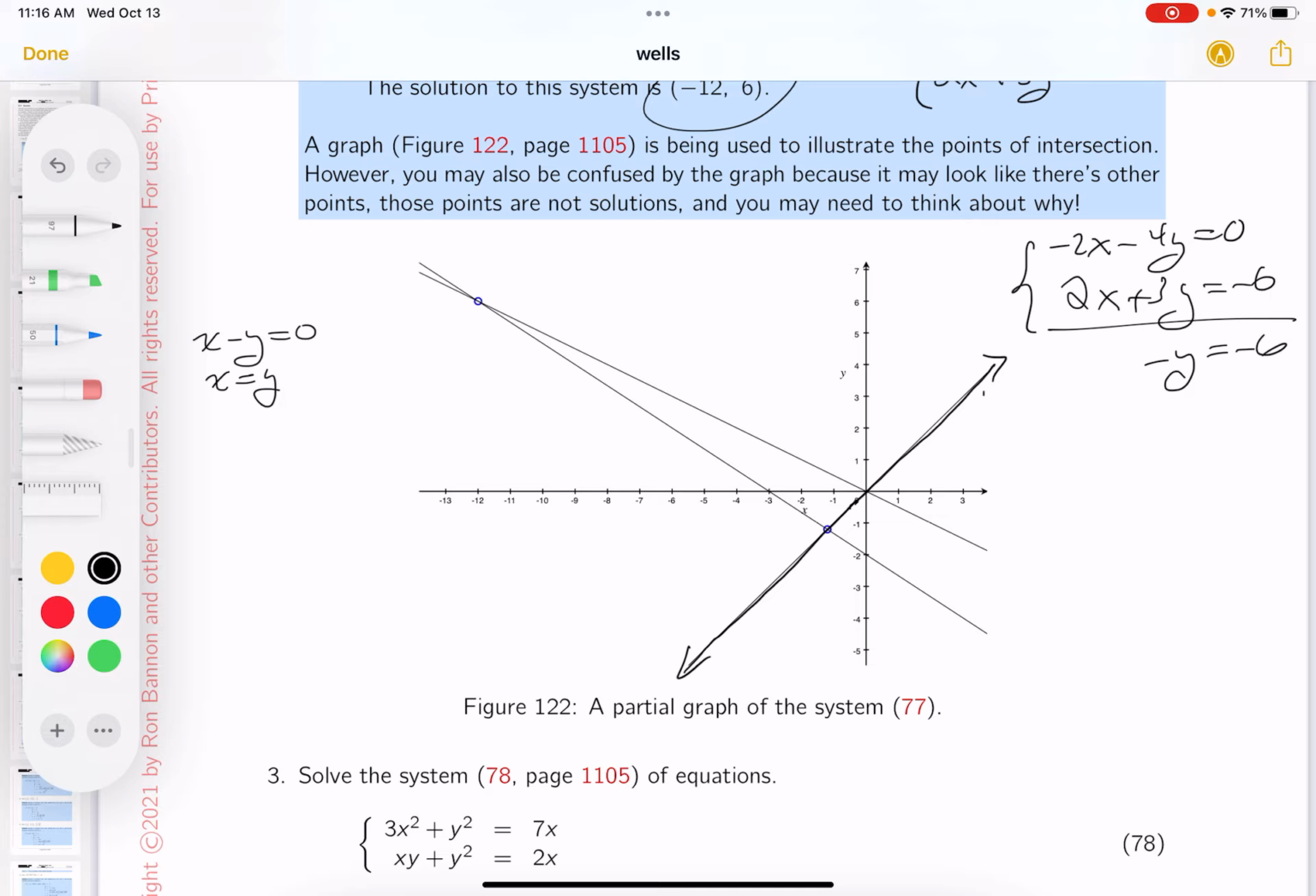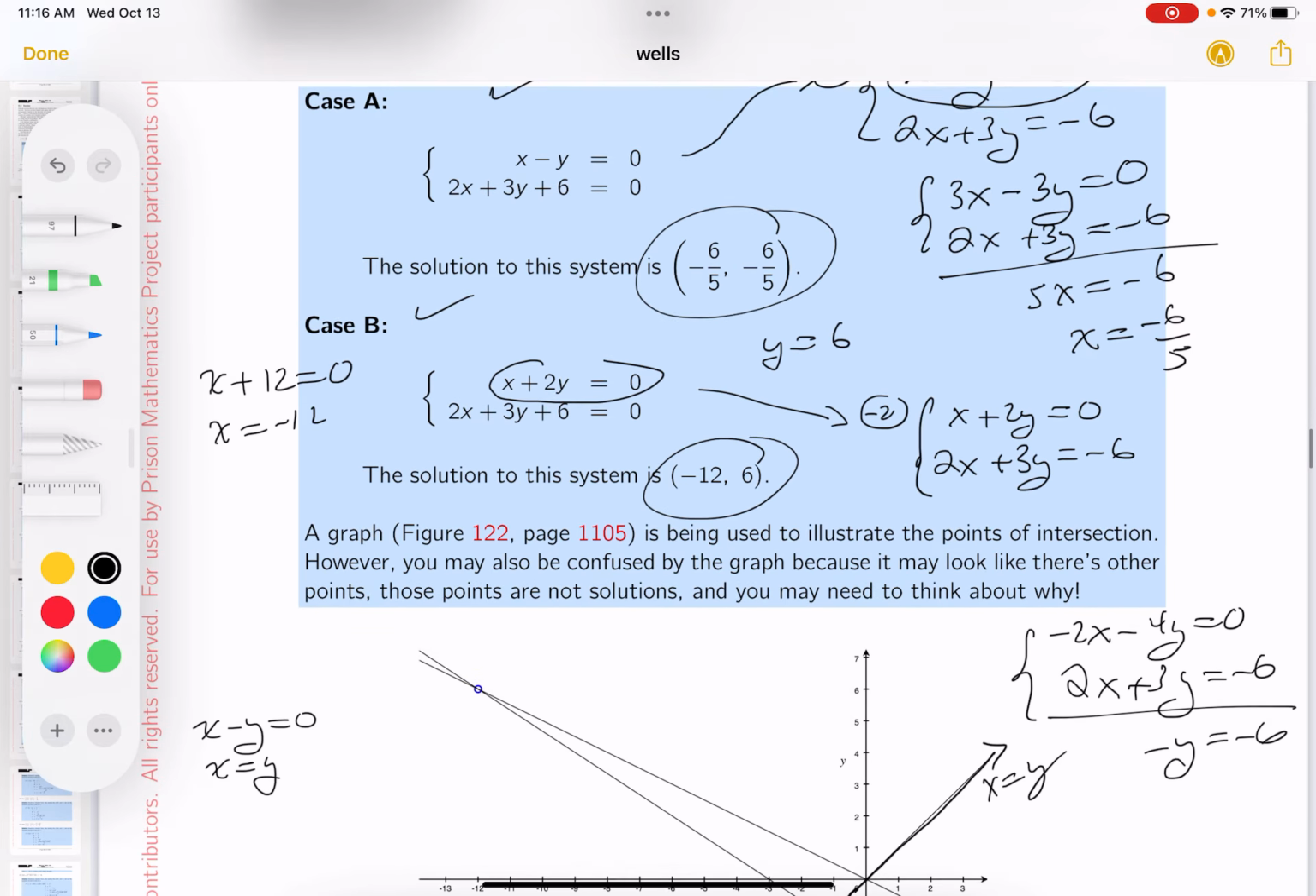And this is the line x equals y. I'm going to graph another line. I'm kind of picking them off easily. I just did this one. Now I want to do this one because I think it's easy to do.